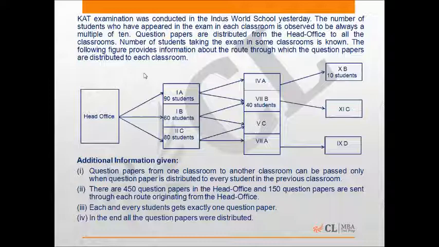CAT examination was conducted in the Indus World School yesterday. The number of students who appeared in the exam in each section is observed to always be a multiple of 10. It means the number of students in each of the given 10 classes, as shown in the diagram below, was a multiple of 10.